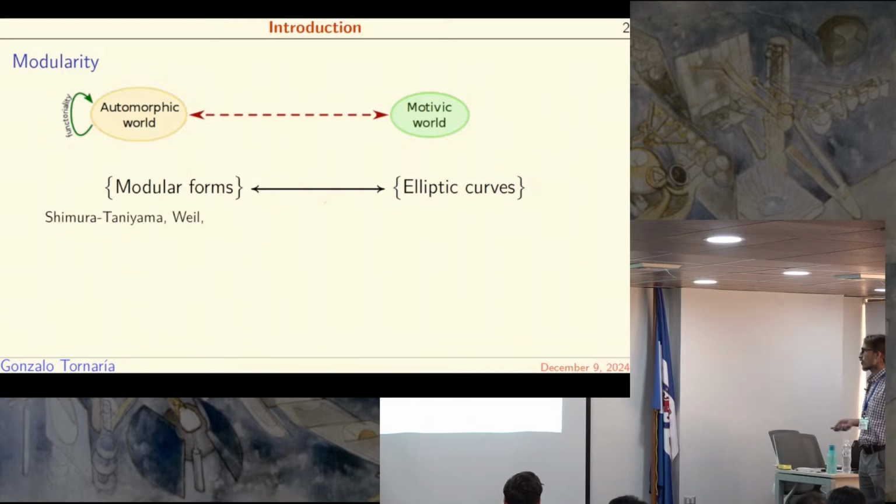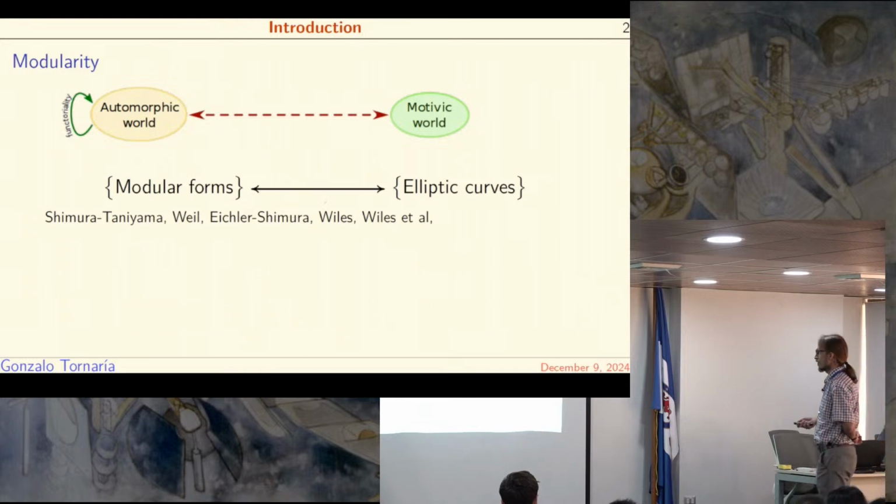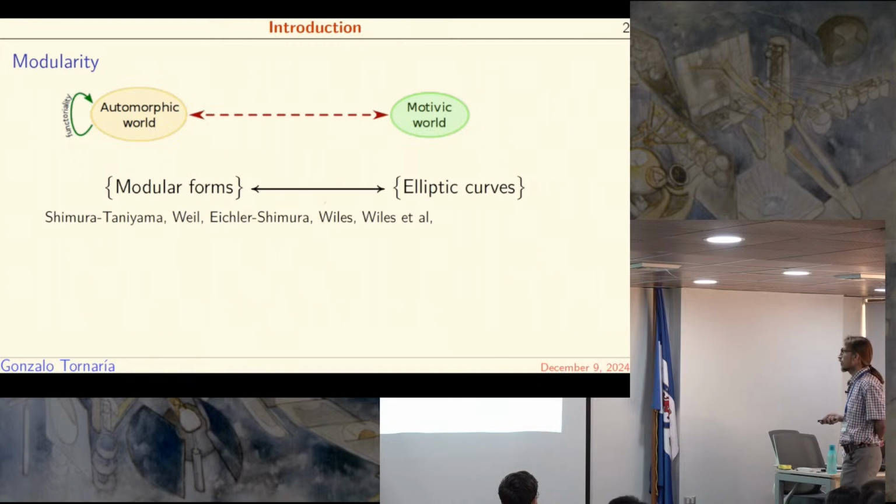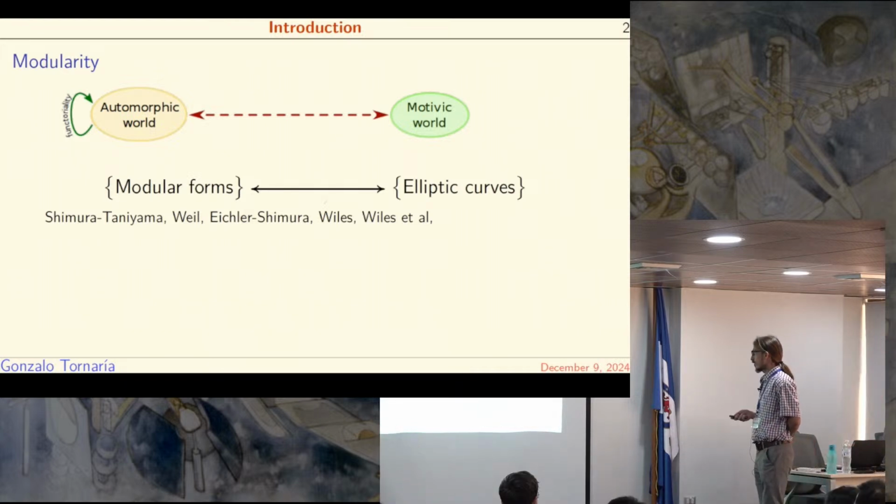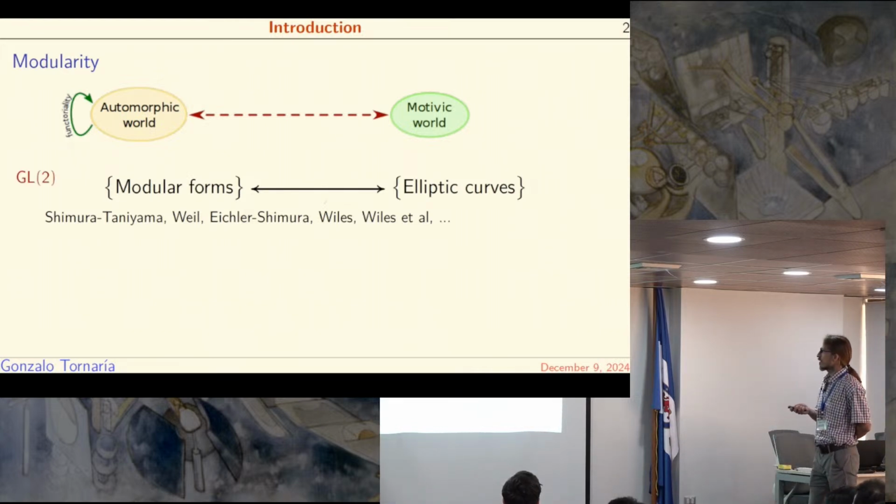And this is, of course, the Shimura-Taniyama-Weil conjecture. There is work of Eichler-Shimura going one direction, and, of course, the theorem of Wiles and others that actually proves that every elliptic curve over Q comes from a modular form, et cetera. So this is an instance of the Langlands program for GL2.